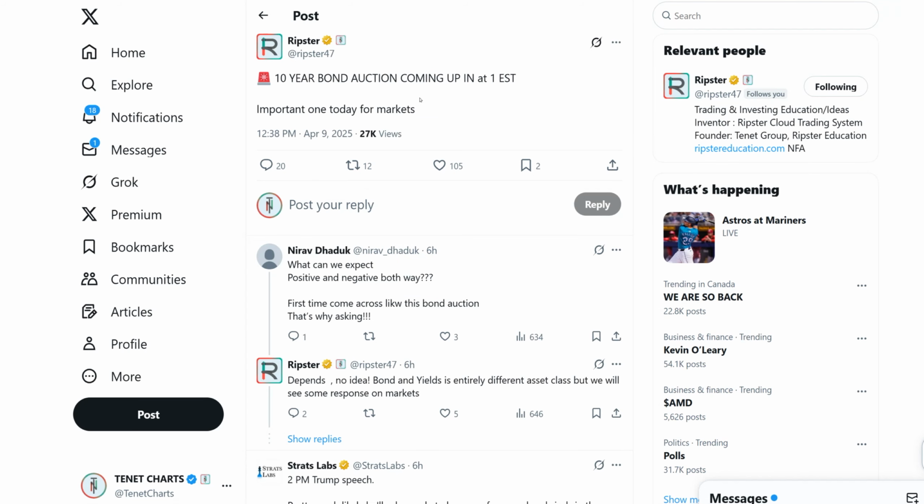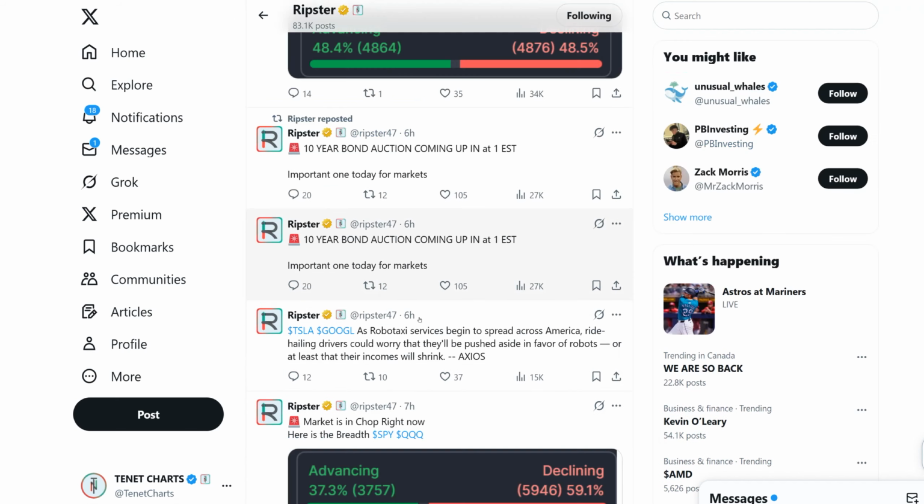Today there was a bond auction at 1 p.m. Eastern. I share a calendar. We have a calendar in the community where we know that there are key events that can affect the market. The bond auction was really important today because the bonds have been dipping hard and the yields have been moving to the upside. So we were watching the bond auction, and I alerted everyone 20 minutes before that to watch out for it.